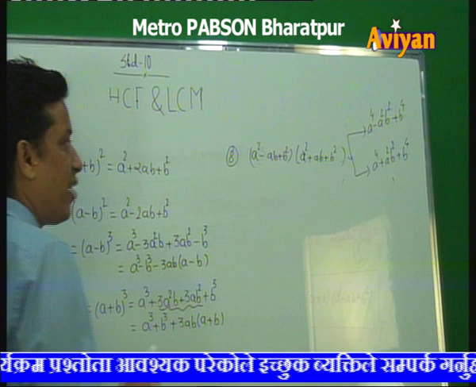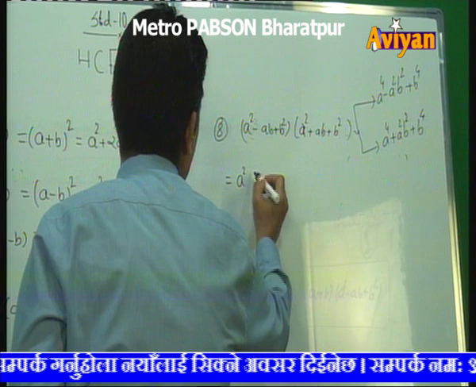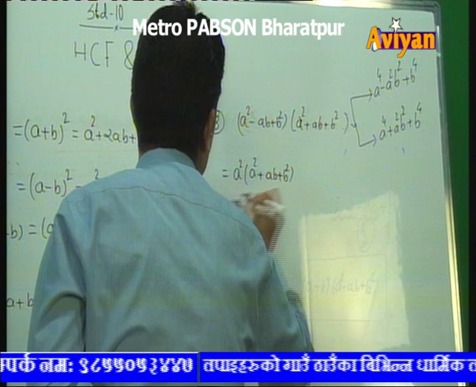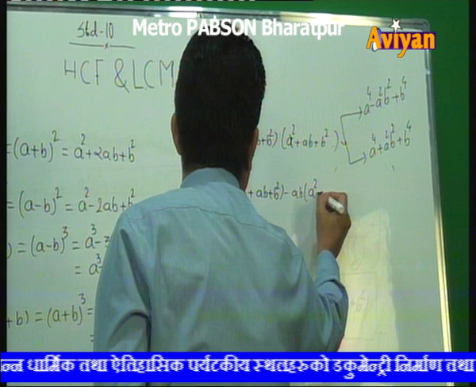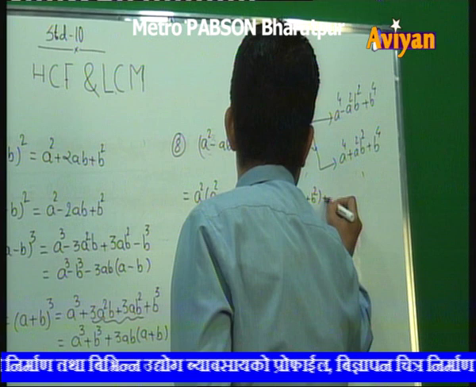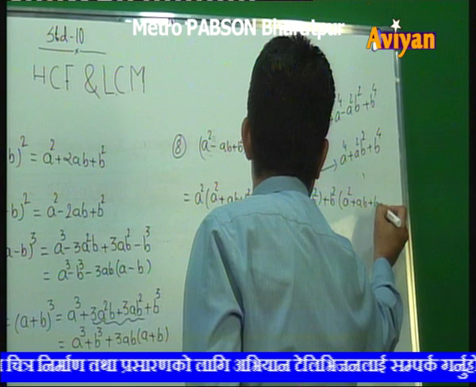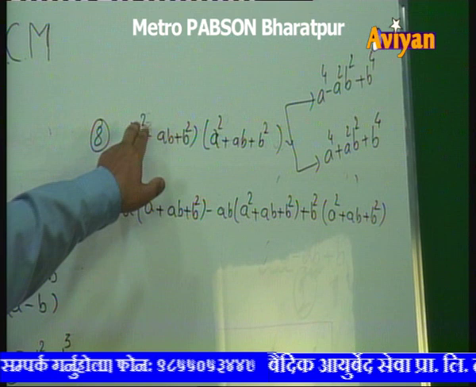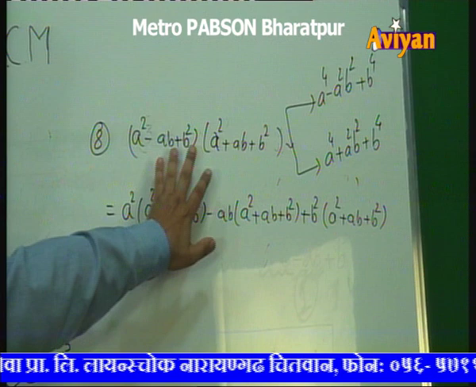By this, A square plus AB plus B square. Again this minus AB, A square plus AB plus B square. Then plus B square, A square plus AB plus B square. You can see separately, by the first 3 terms, 1, 2, 3 terms of the first expression, we have multiplied the second expression.